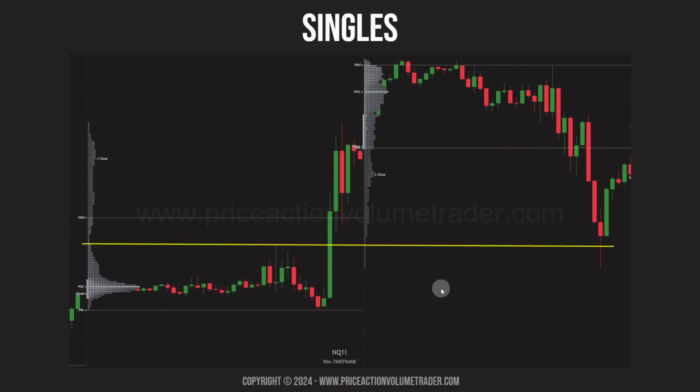So if you're familiar too with more smart money concepts, as they're called, what's called like a fair value gap, for example, would be exactly what we know as a single print.